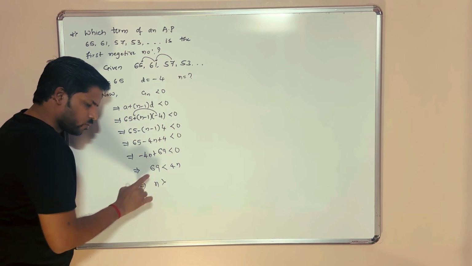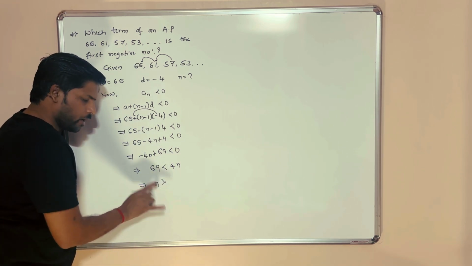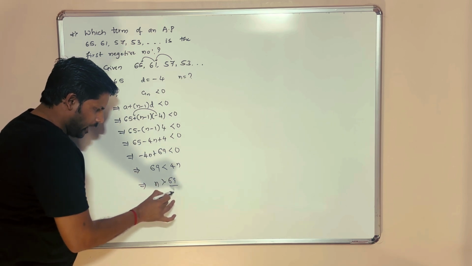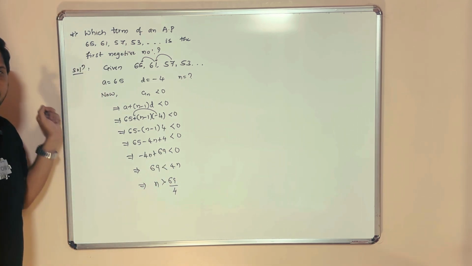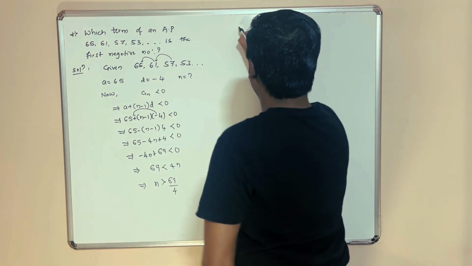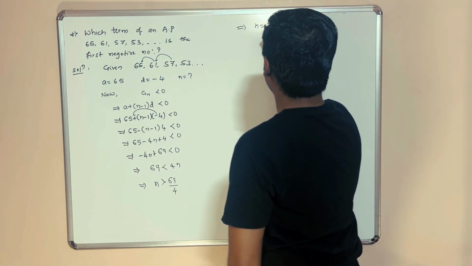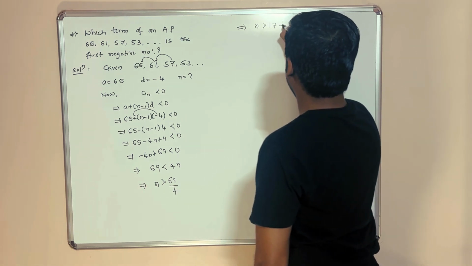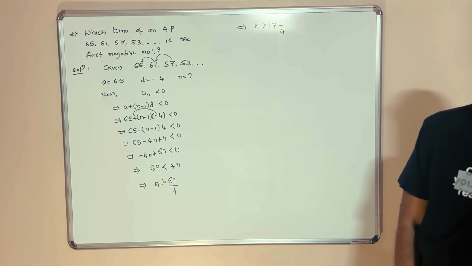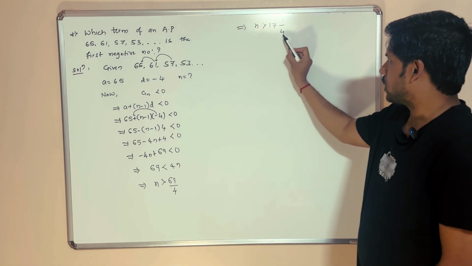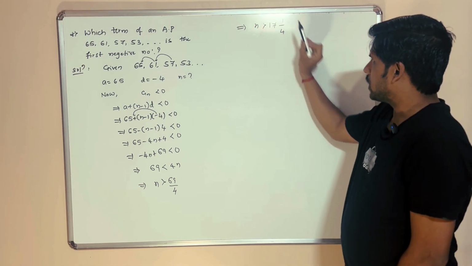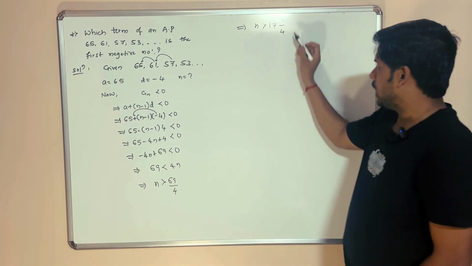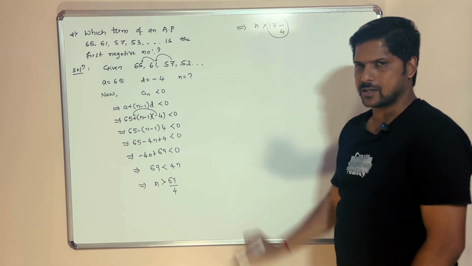Now I am going to write this one on this side and this one on this side. So the inequality changes. So therefore n is greater than 69 divided by 4. After simplifying this one, we get n is greater than 17 1 by 4. 17 1 by 4, so 4 17s are 68. 68 plus 1 is 69. So that is 69 by 4. So now it is not a natural number.